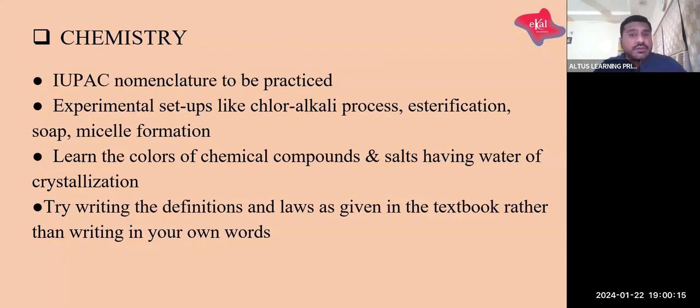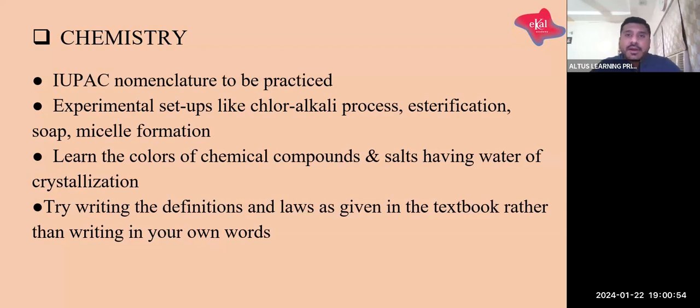There are some theories, there are some experimental setups like the chlor-alkali process. When it comes to the chlor-alkali process, you have to draw the proper labeled diagram. You have to show anode, cathode, battery, what is the electrolyte, what are the products, what are the gases formed at anode, and what are the products and gases formed at cathode. There is a proper setup for esterification in chapter 4. Soap formation and micelle formation. In micelle formation, you have to label the hydrophobic and hydrophilic part.